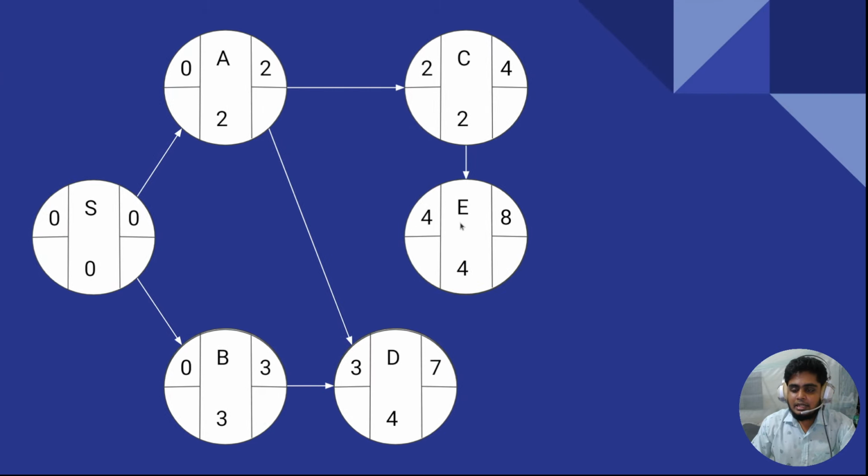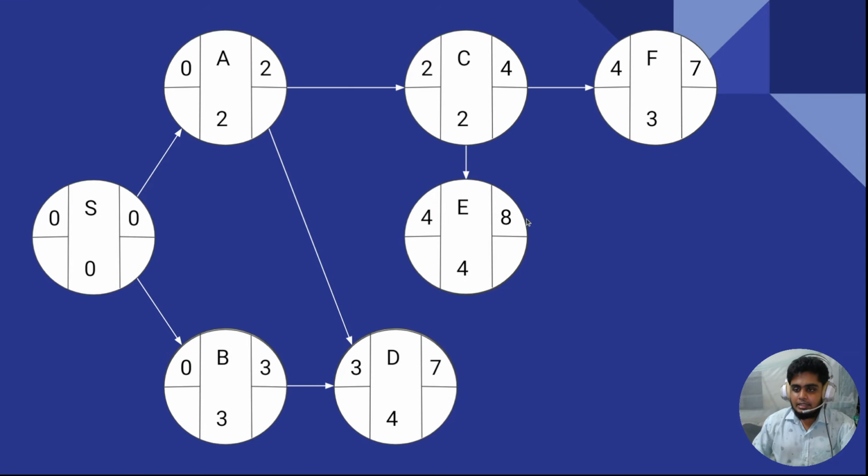After that, E. To complete task E, we have to complete task C. We already saw it in the question. Here, this earliest finish time will be used as the earliest starting time for activity E. So what is the earliest finish time? It will be 4 plus 4, which is 8.